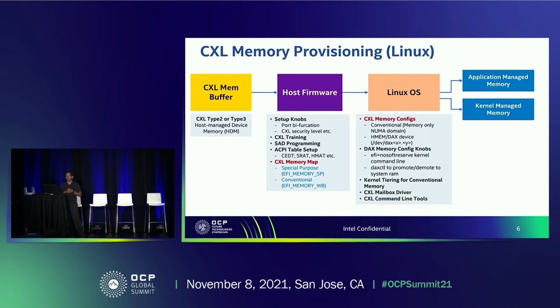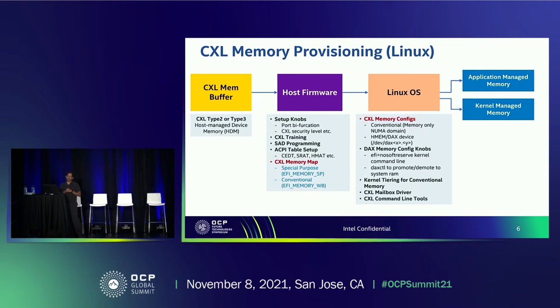Once the card is trained, you have to program the source address decoders for the CXL memory address space so that when there is CXL traffic coming in, it can route the CXL transactions to the CXL buffer in the platform. So there is a source address decoder programming.